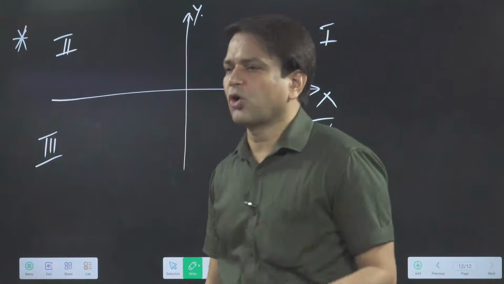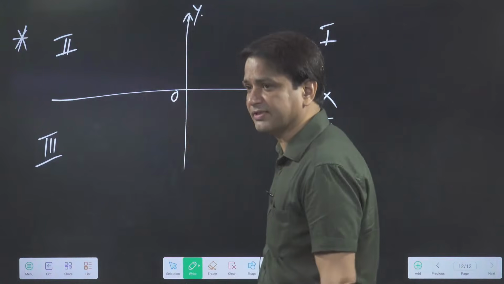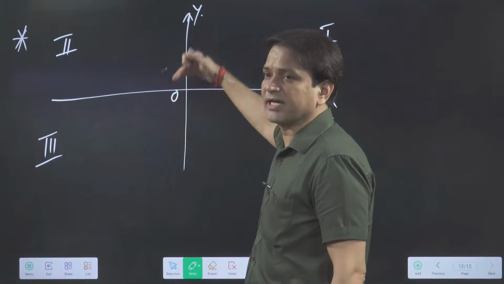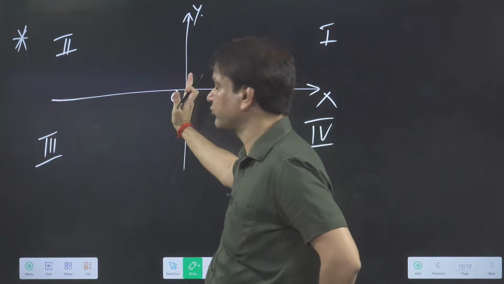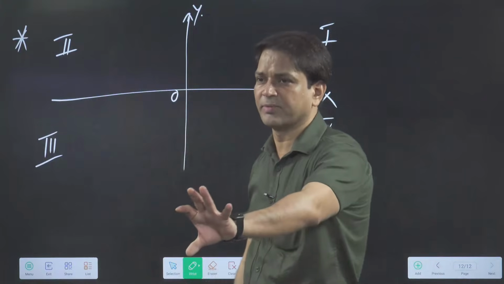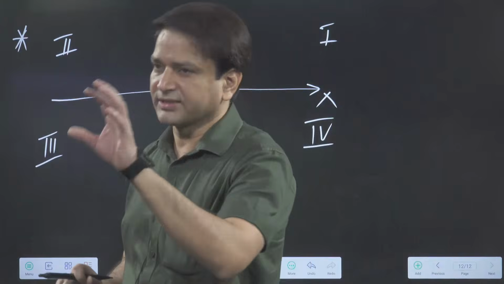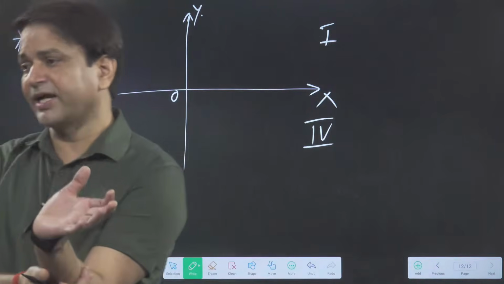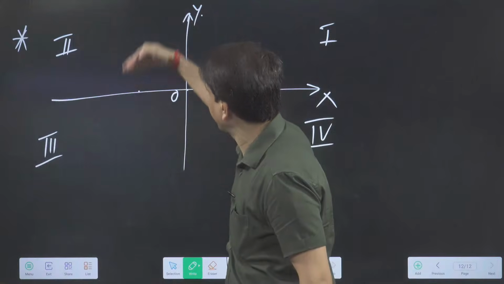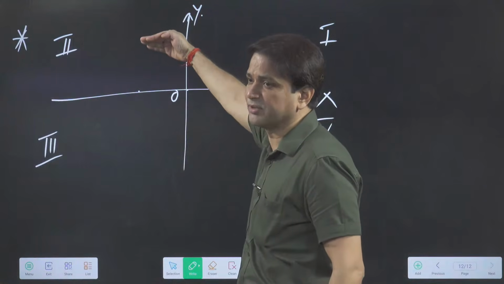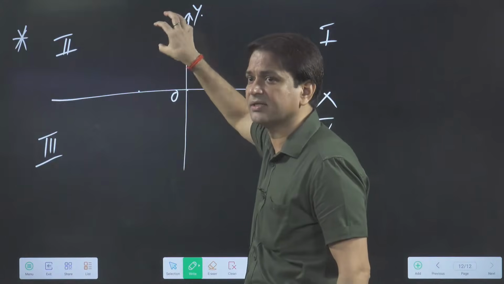Okay, this is the origin. Right of the origin, x is positive. Above the x-axis, y is positive; below the x-axis, y is negative. Left of the origin, x is negative. Everybody knows this. So in the first quadrant, both x and y are positive. In the second quadrant, x is negative and y is positive. Why? Second quadrant means you go left of the origin and above the x-axis, so y is positive.